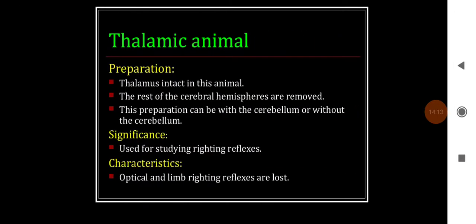Thalamic animal preparation. Thalamus is intact in this animal. The rest of the cerebral hemispheres are removed. The preparation can be with or without the cerebellum. Significance: used for studying the righting reflexes. Characteristics: optical and limb righting reflexes are lost in the thalamic animal.